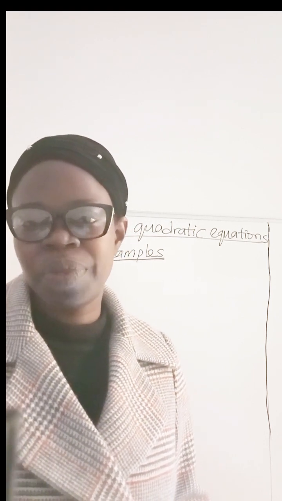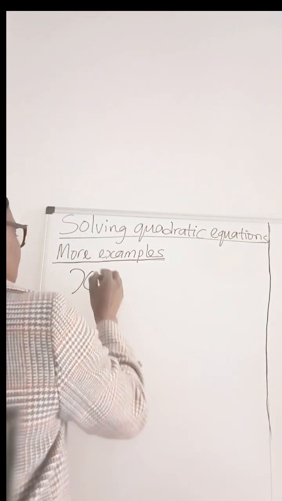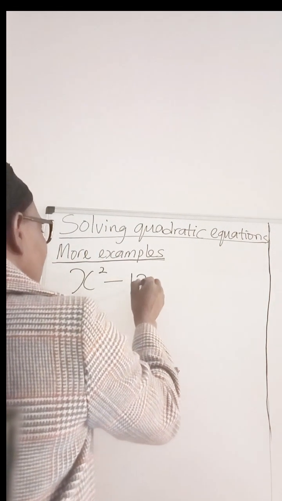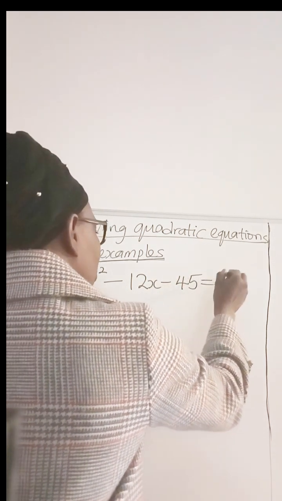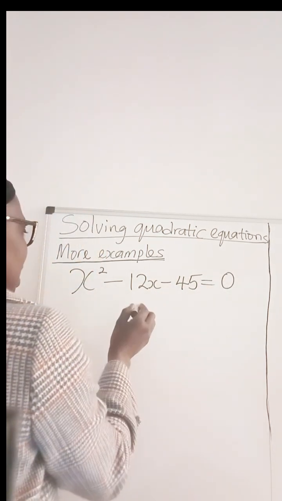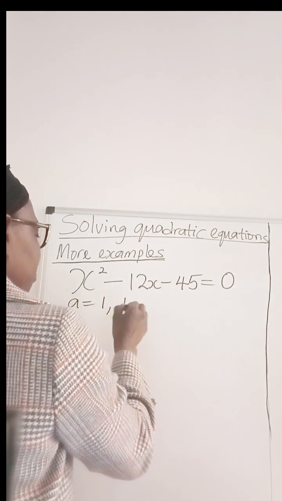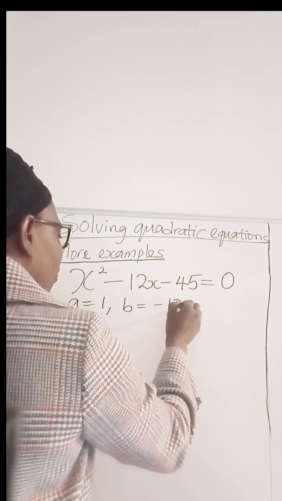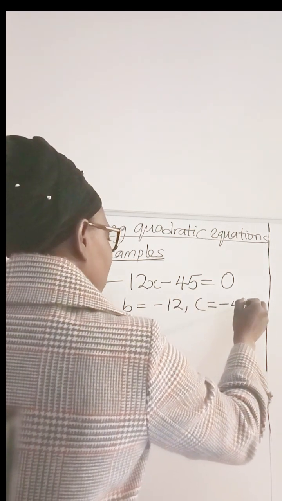The question I'll be solving this time is x squared minus 12x minus 45 equals 0. In this question, a is 1, b is minus 12, and c is minus 45.